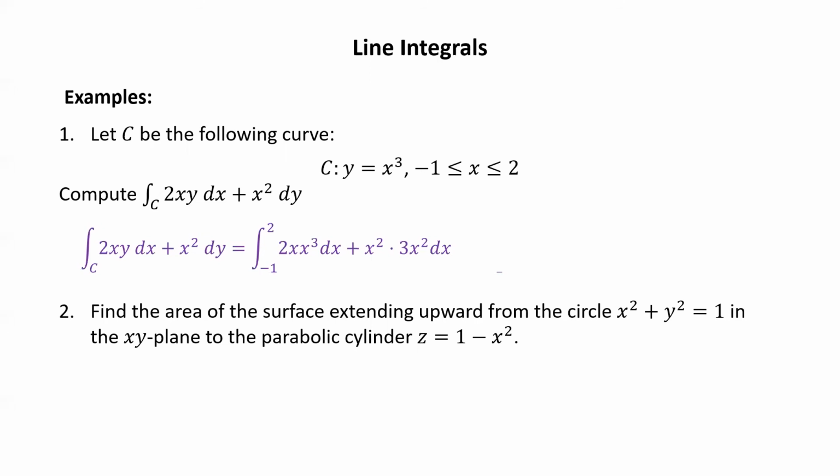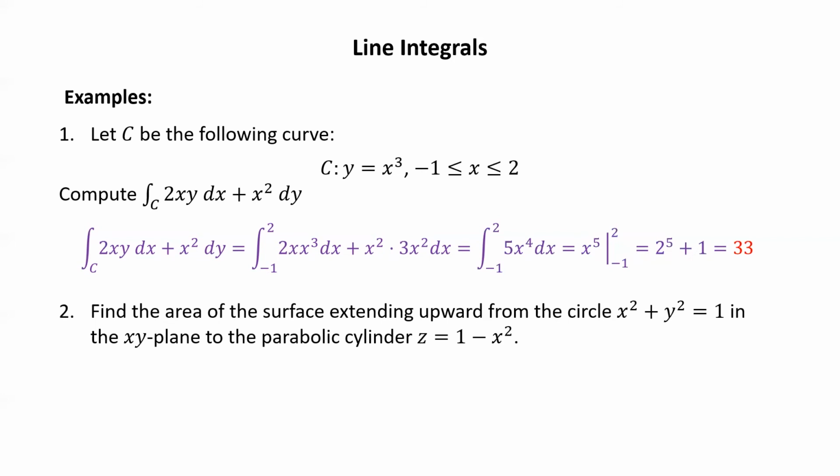And then once again, we leave x squared as it is, but then we have to multiply by the derivative of y, which is 3x squared dx. So we have 2x to the fourth dx and 3x to the fourth dx. That adds up to 5x to the fourth dx. When we integrate, we get 5x to the fifth over 5, or just x to the fifth from -1 to 2. So that is 2 to the fifth minus -1 to the fifth, or 2 to the fifth plus 1, which is 33.